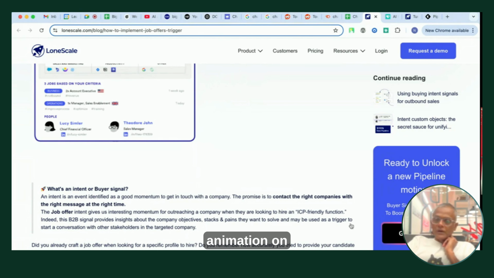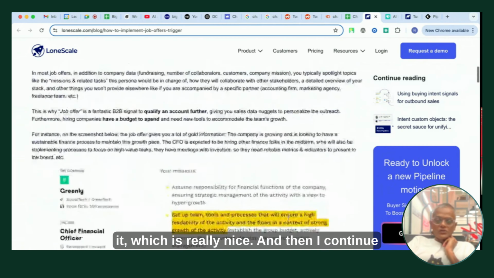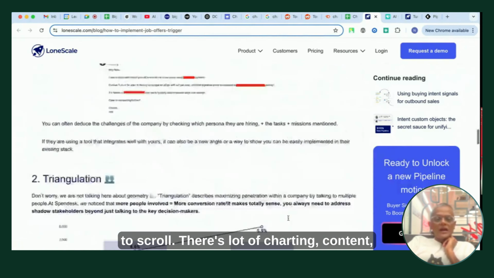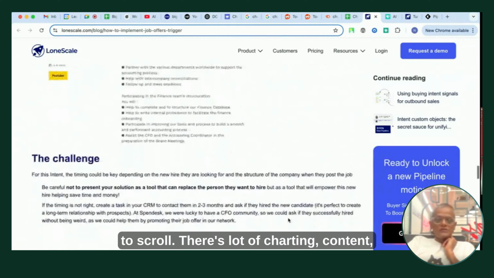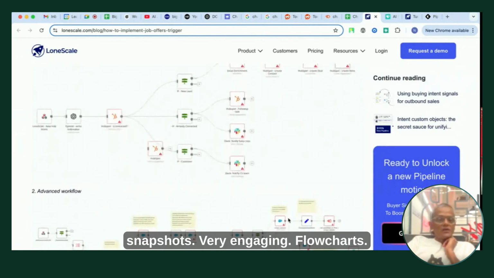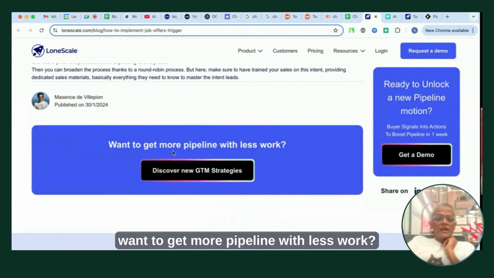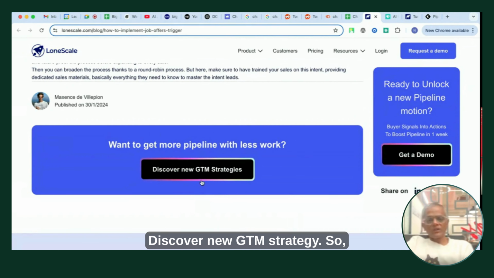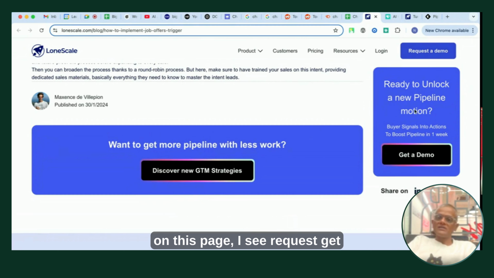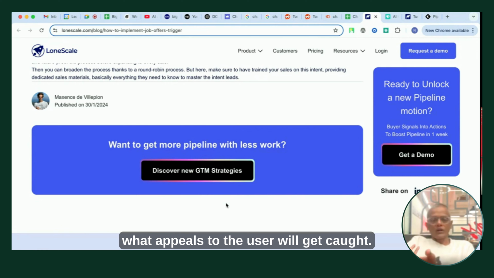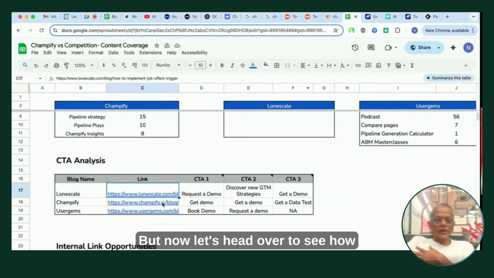with a mouse over giving me a little bit of animation on it, which is really nice. And then I continue to scroll. There's a lot of charting, content, snapshots, very engaging flow charts. There's a video. And then I've got, want to get more pipeline with less work, discover new GTM strategies. So on this page, I see request, get, discover. Clearly, there is variety, and what appeals to the user will get caught. But now let's head over to see how Champify has done this.